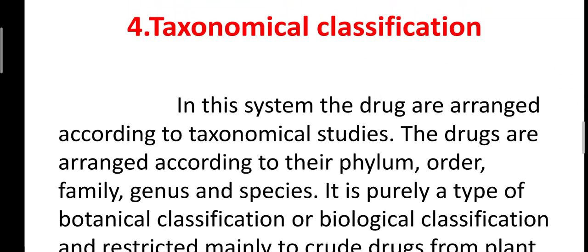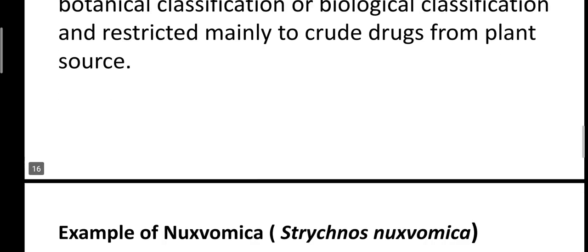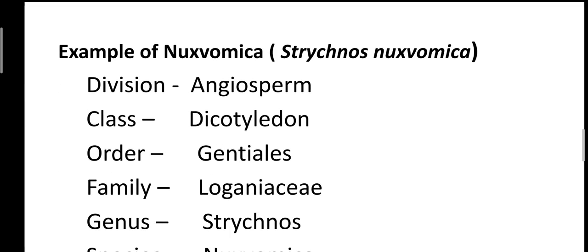Third, taxonomical classification. In this system, the drugs are arranged according to taxonomical studies. The drugs are arranged according to their phylum, order, family, genus, and species. It is purely a type of botanical or biological classification and restricted mainly to crude drugs from plant sources. Taxonomical means in this type of classification, we arrange drugs according to their family, phylum, order, genus, and species. Let's see an example of nux vomica.